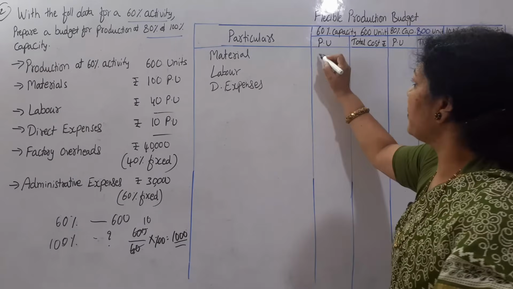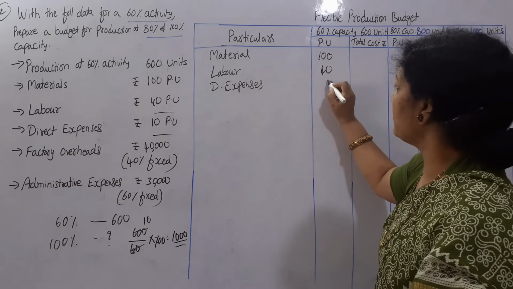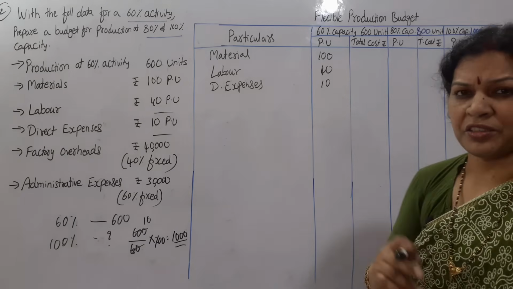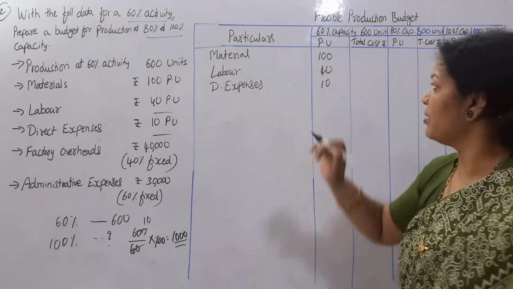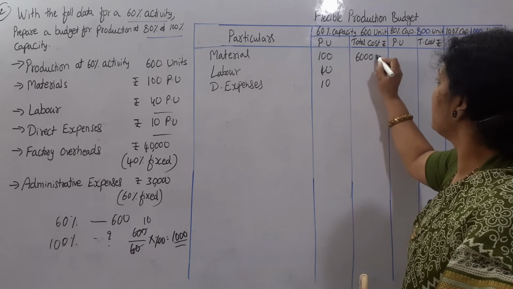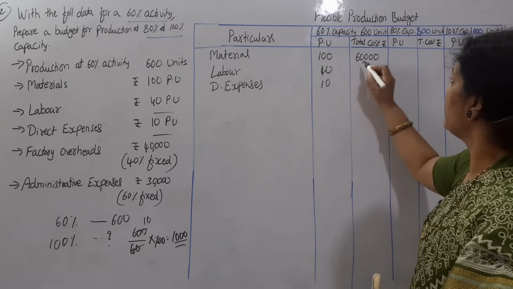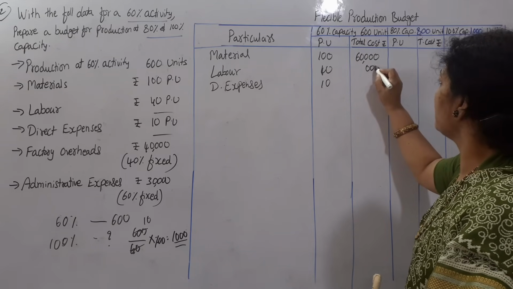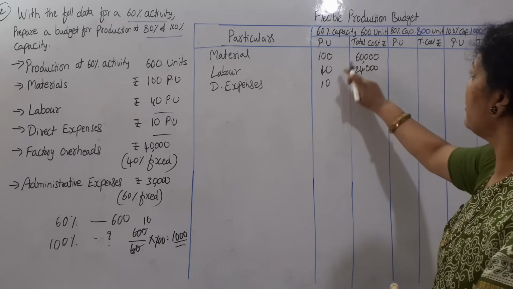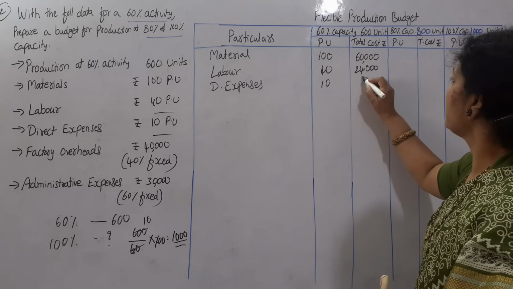Material is 100 rupees per unit. Labor is 40 rupees per unit. Direct expenses 10 rupees per unit. Now total cost, how do we calculate as per the previous problem? Same thing, 100 into 600, it comes to 60,000. 600 into 40, 24,000. In the same way, 10 into 600 units, it is 6,000.